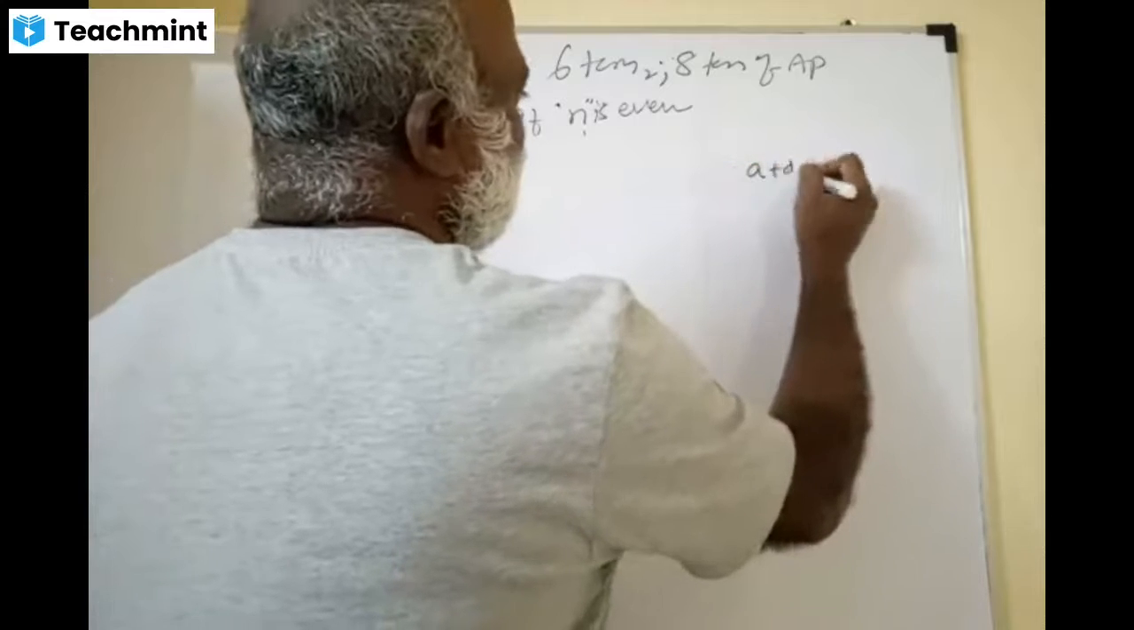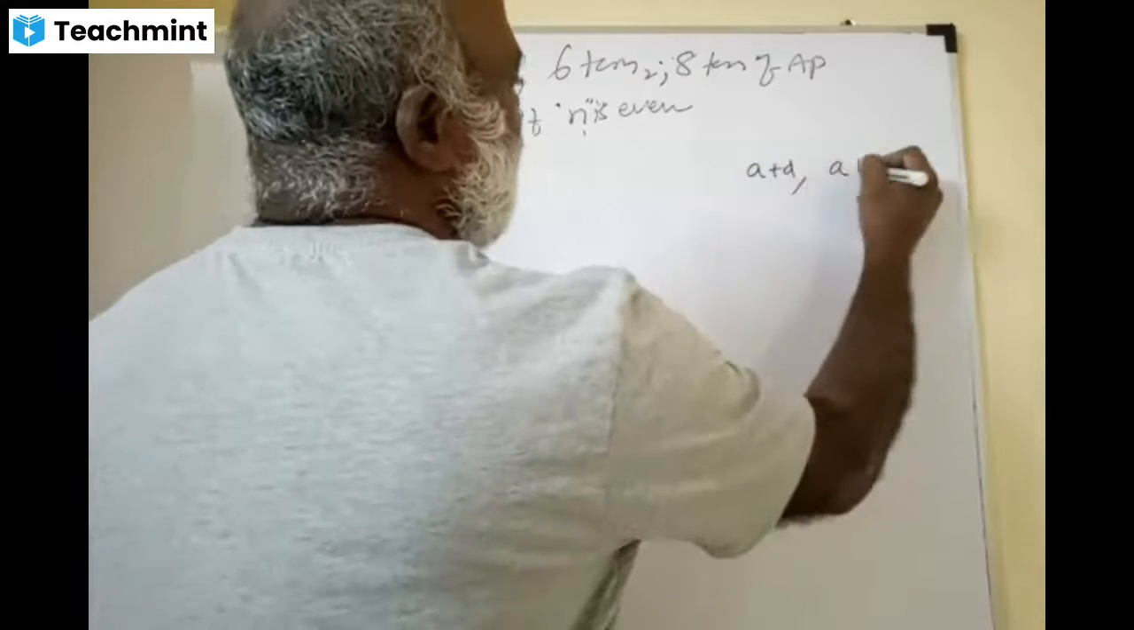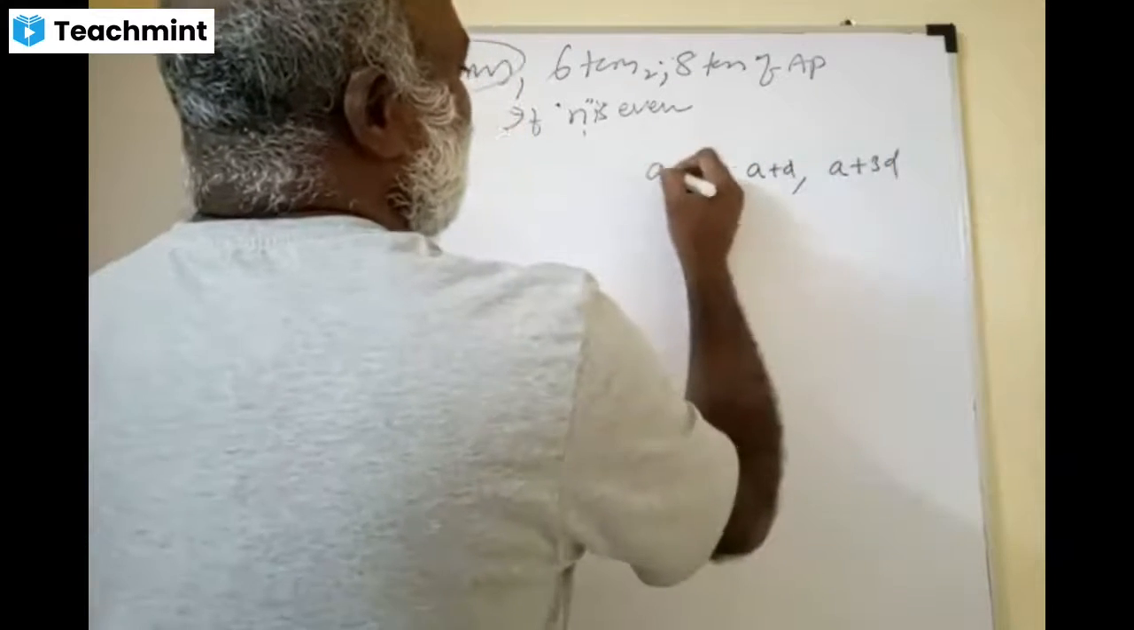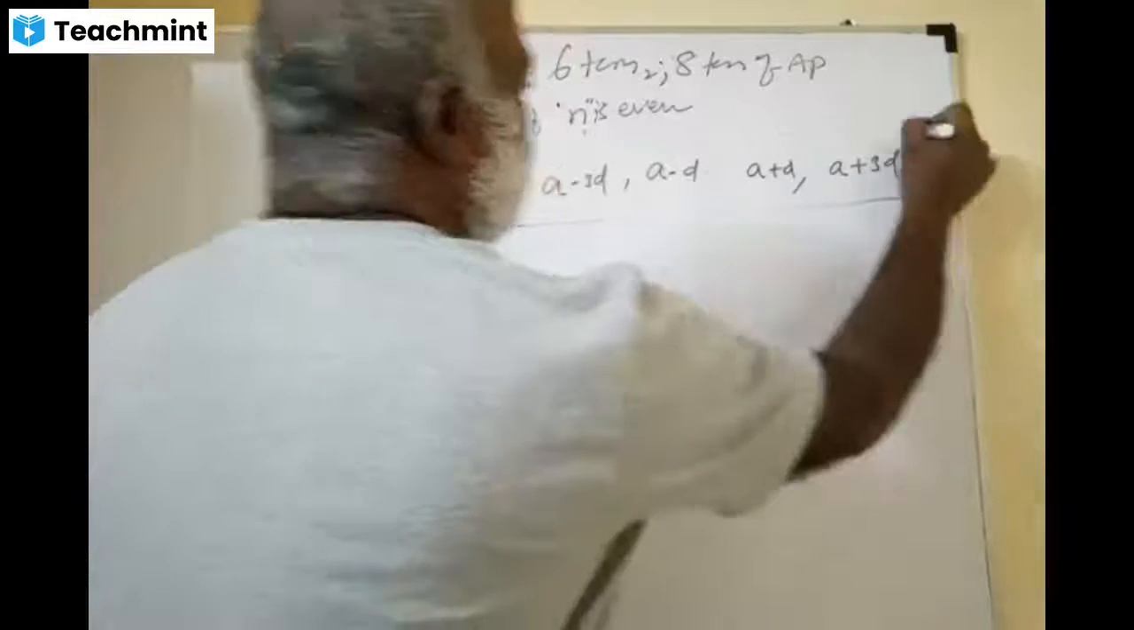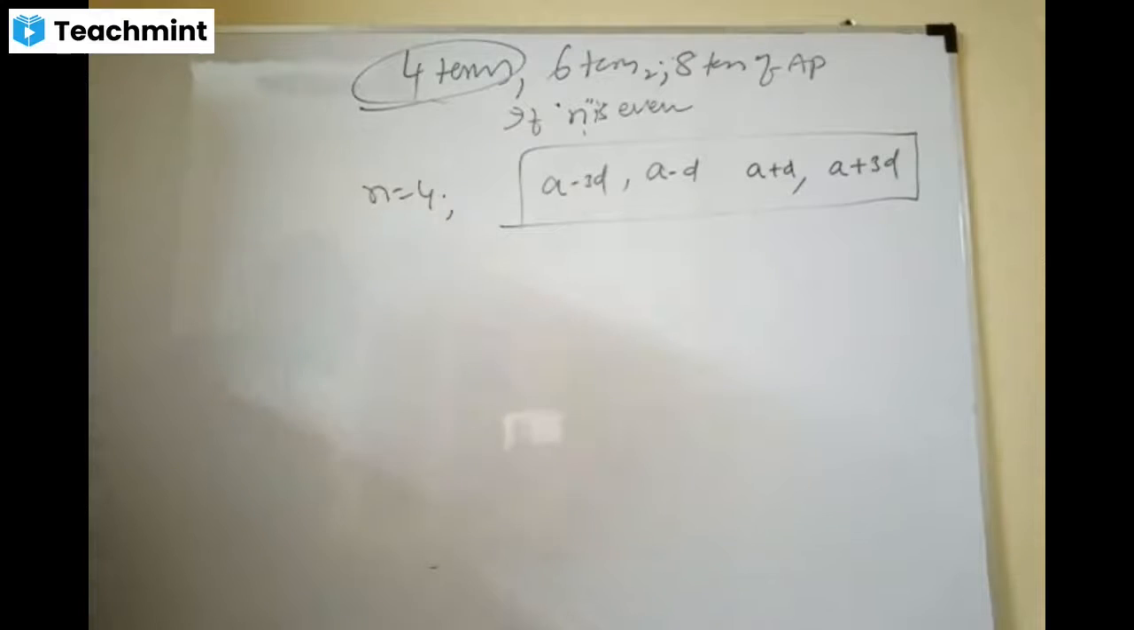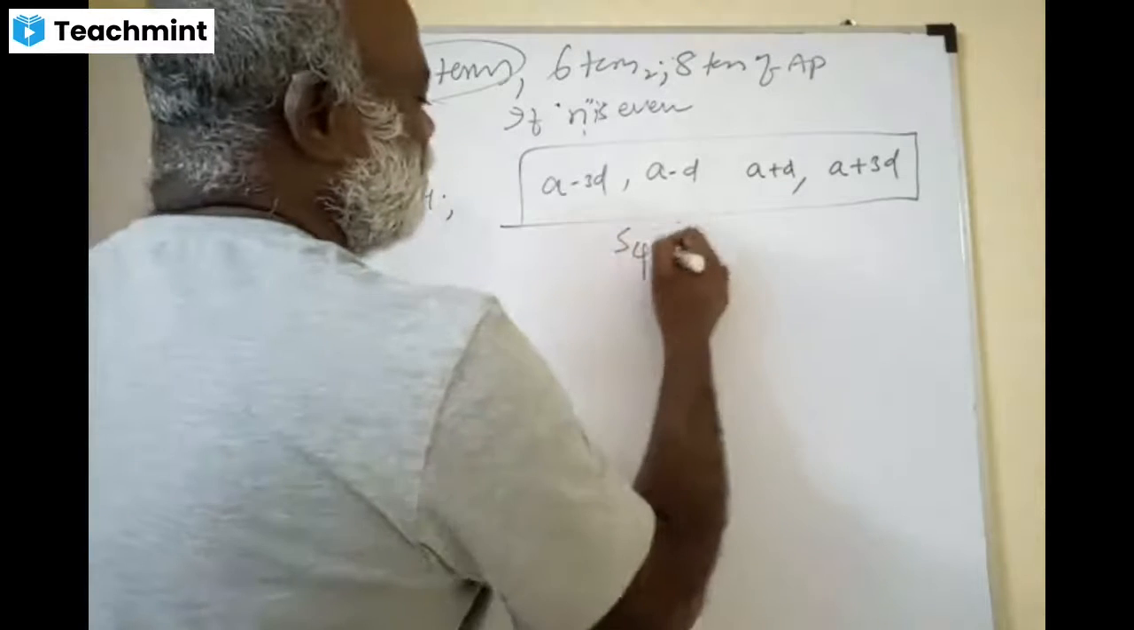A plus D, A plus 3D, A minus D. The idea is here, you should see that there is a symmetry. What is the sum now?